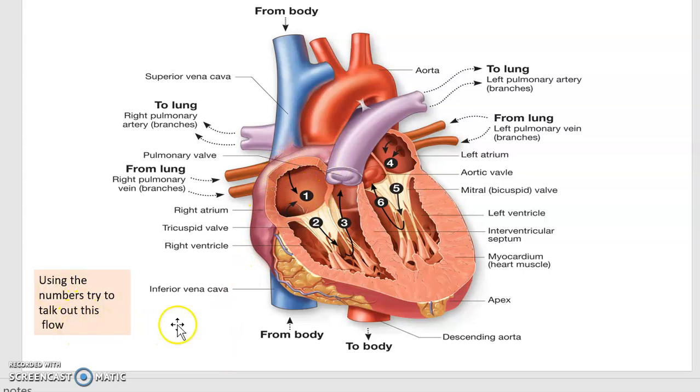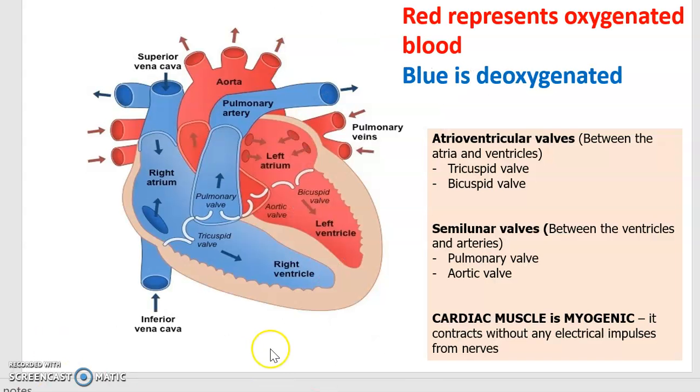Using the numbers that are on here, I would again suggest that you talk this through and make sure that you are clear about the naming of the different parts and the blood flowing in the direction moving from a higher pressure to a lower pressure. Here again, you've got certain things which are hopefully familiar. The red is denoting oxygenated blood. That is blood with oxygen bound to the hemoglobin within the red blood cells, whereas the blue instead is deoxygenated.